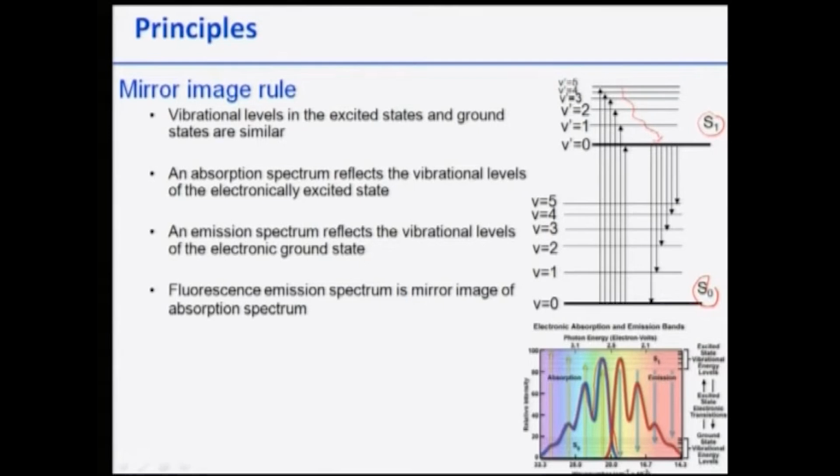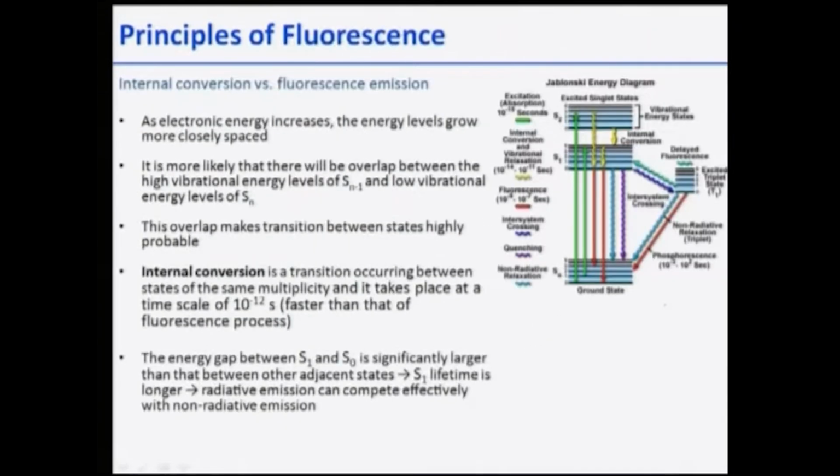Then the emission spectrum, which comes after relaxation, reflects the vibrational levels of the electronic ground state, as you see here. So, the fluorescent emission spectrum is basically a mirror image of the absorption spectrum. Whatever is coming down, you will be able to see exactly this. That is understandable, because one is getting absorbed and then after internal conversion, it is coming back. So, although the energy levels will be different and the wave numbers will be different for the emission and the absorption, if you put a mirror here, you will see the image. That is also clear from the energy level diagram.